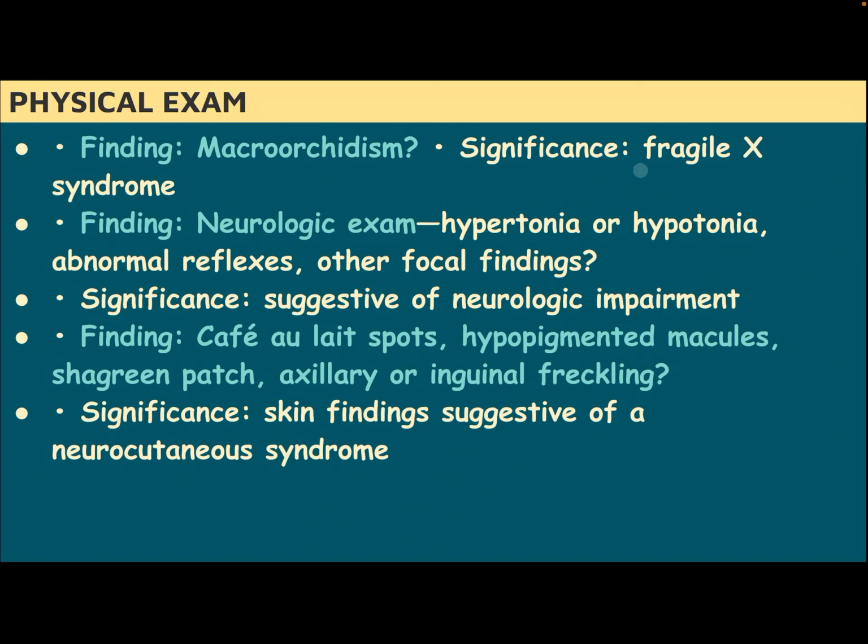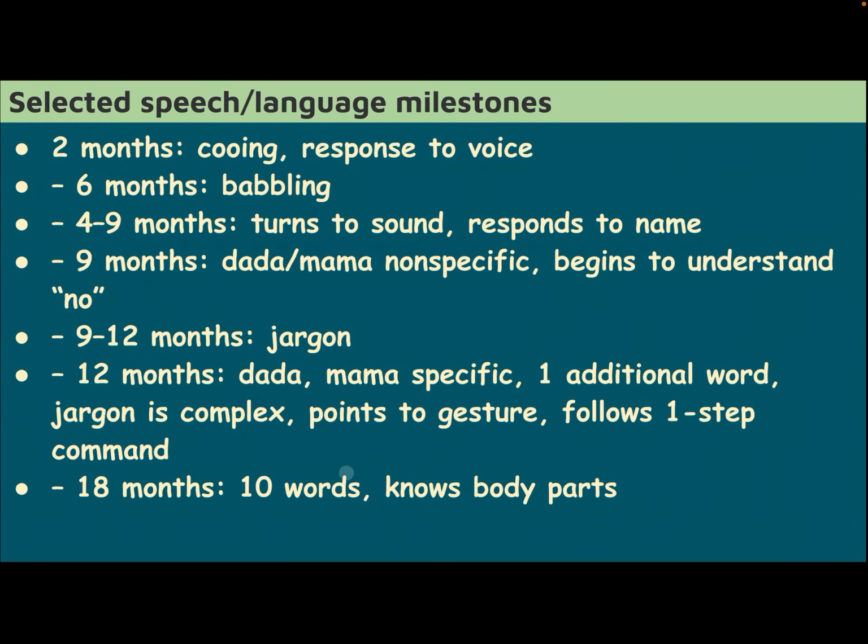Finding: macroorchidism, significant, fragile X syndrome. Finding: neurological exam, hypertonia or hypotonia, abnormal reflexes, other focal findings, significant, suggestive of neurological impairment. Finding: café-au-lait spots, hypopigmented macules, shagreen patch, axillary or inguinal freckling, significant, skin findings suggestive of neurocutaneous syndrome.